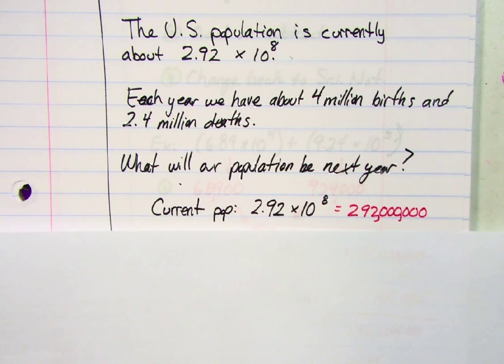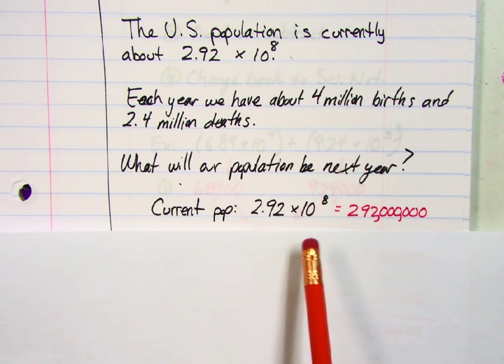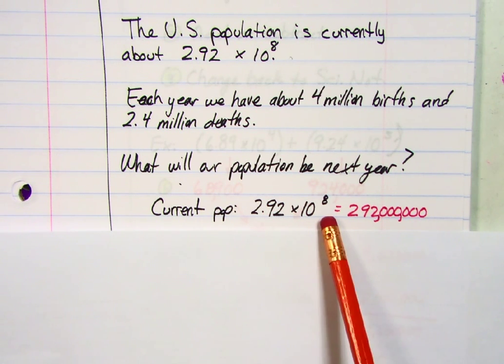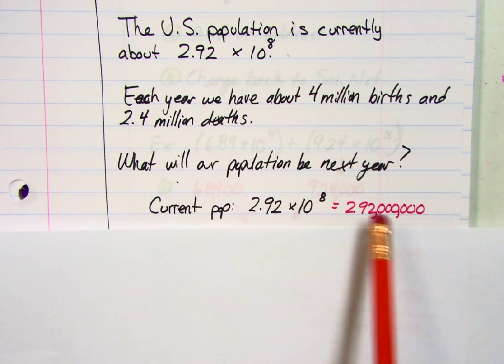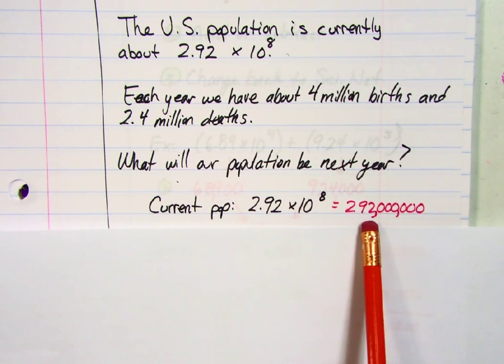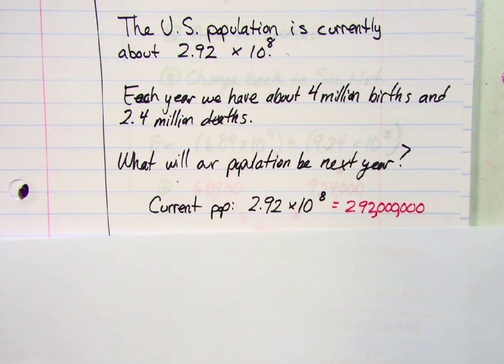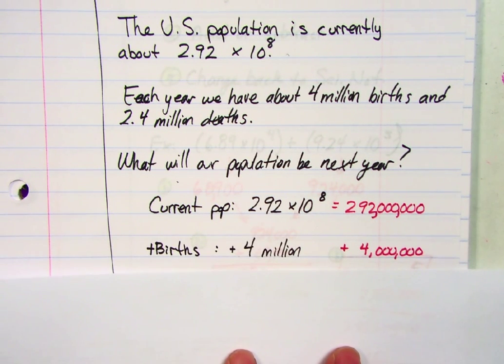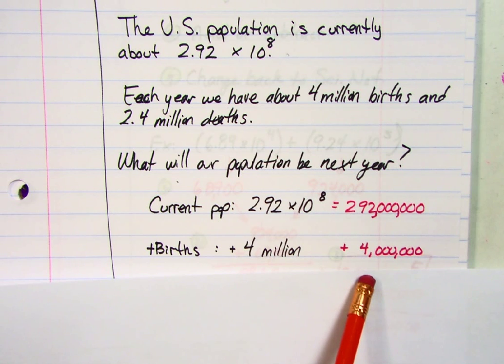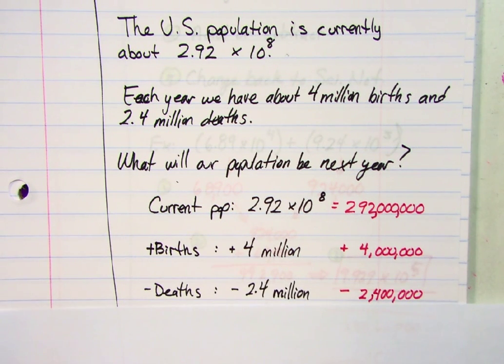So here's what we're going to do. There's multiple ways of thinking about this, but I think the best and easiest way for us to do it is to just change it into standard form. So our current population, if you think of this scientific notation in standard form, it's right here. 292 million people that are in the United States. It's a lot of people. If we think of 4 million, what does that look like? Well, 4 million is just like that. I'm going to add that to it. But then I have to subtract the deaths.